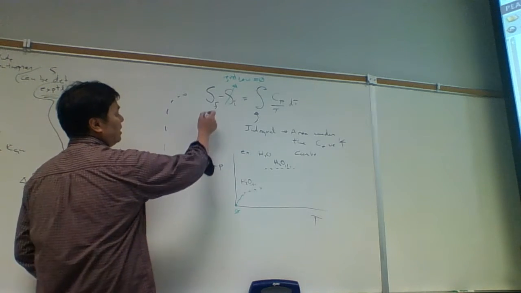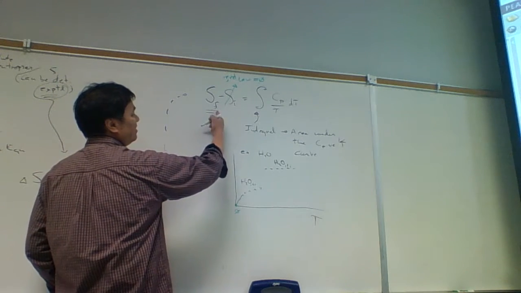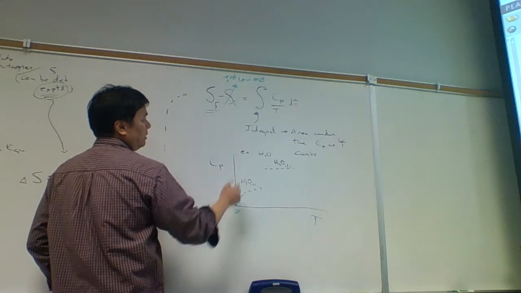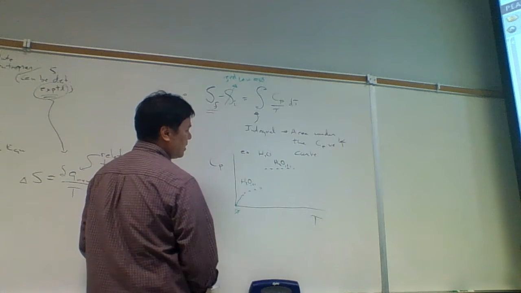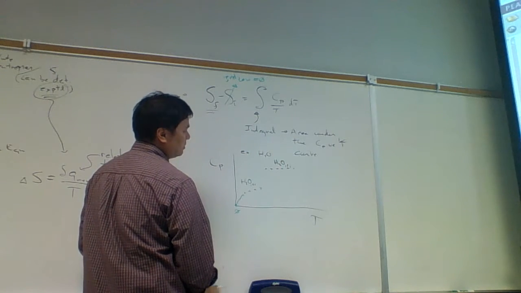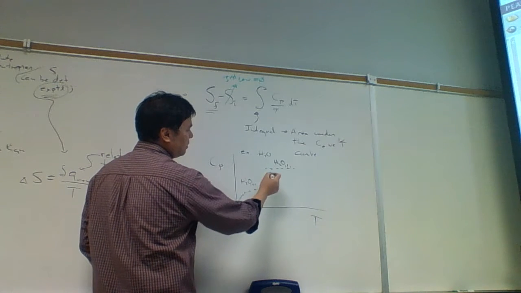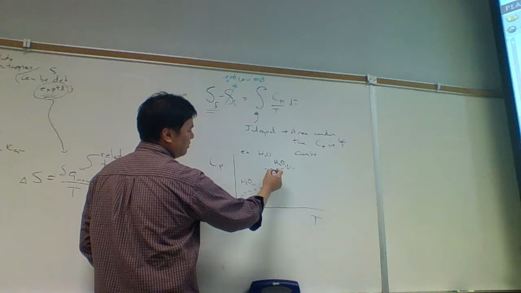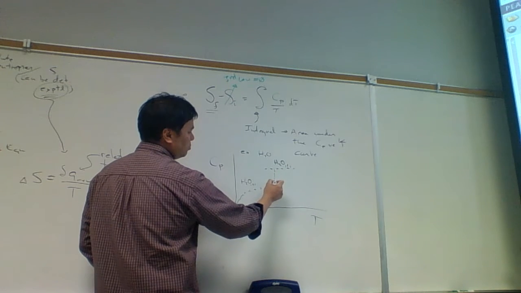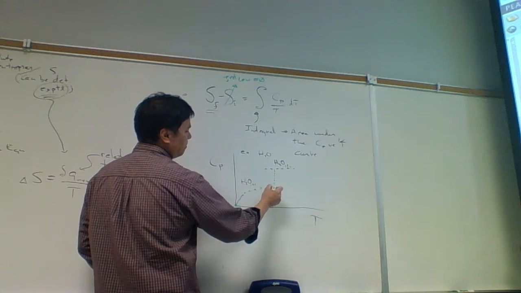And so what we're going to end up with is S final. S final is just going to equal this, and this is the area under the heat capacity curve. So we'll just do it this way. I'm just going to plot it like this. For example, if I want the entropy of water at 25 degrees C, I go to 25 degrees C here.